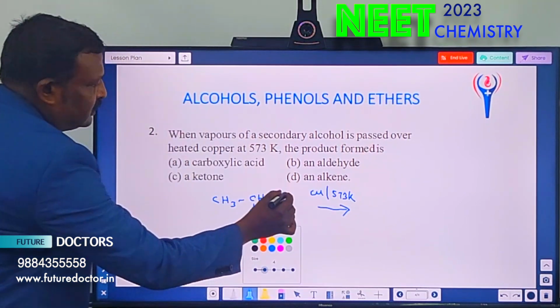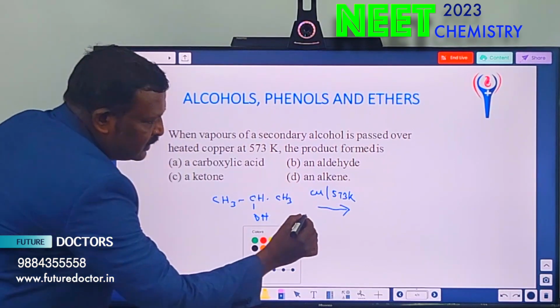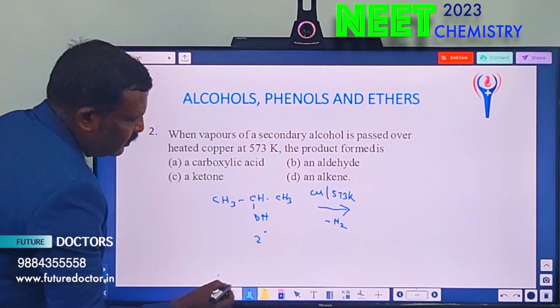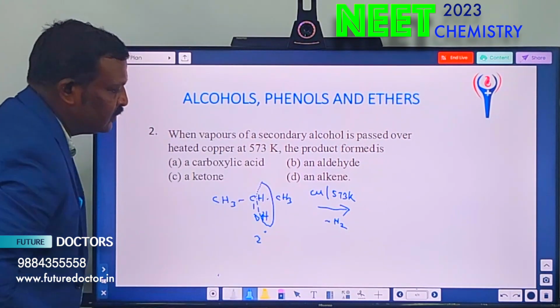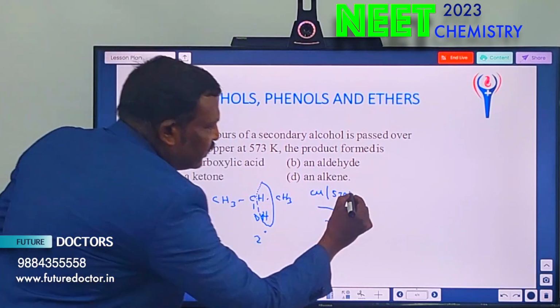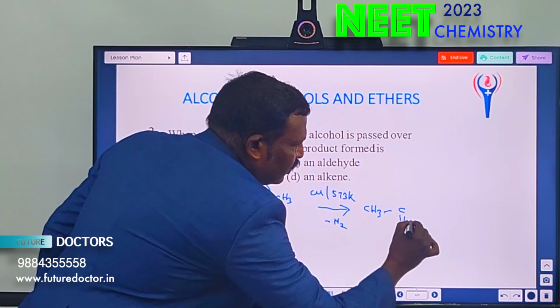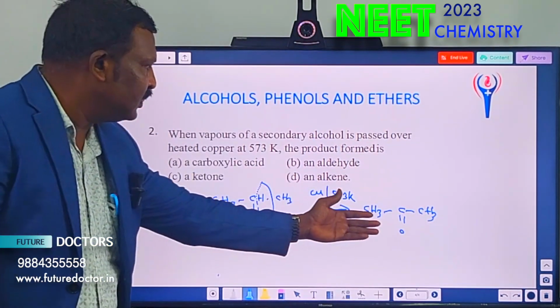It is a dehydrogenation process. Dehydrogenation means minus H2 will be removed. Here this will be removed. So H2 is removed, and we get CH3, C double bond O, CH3. This is a ketone compound.